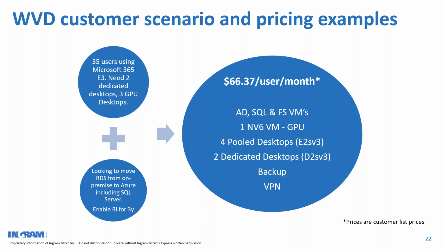It includes all the virtual machines. It includes NV6. NV6 is actually, if I'm not wrong, a 6-core 56 GB RAM virtual machine, which has a graphics card in it. So they get a GPU-enabled graphics card. They get pooled and dedicated desktops, backup, and VPN. So I hope this gives a fair idea in terms of pricing and costing. But having said that, each customer scenario is different. You can always get in touch with me, and I will help you out defining a costing strategy for your customer that fits his budget and also delivers the product and services that he is looking for.